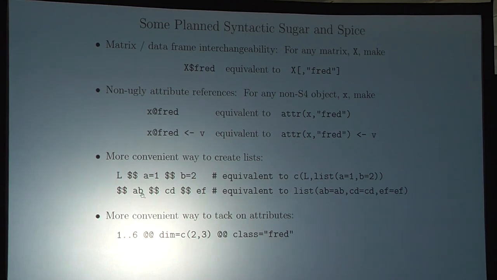And a somewhat similar way to the double dollar operator here would be a more convenient way to add attributes. So if you did 1:6 at dim = c(2,3) at class = "Fred", you'd get a two-dimensional array that has a class attribute of Fred. This is basically a more succinct alternative to the current structure function, which you could use to do the same thing in a much more verbose and ugly sort of way.